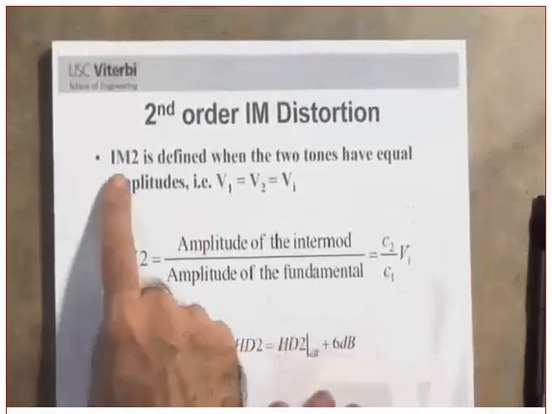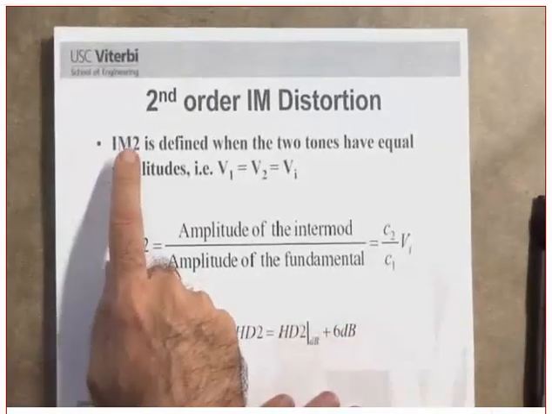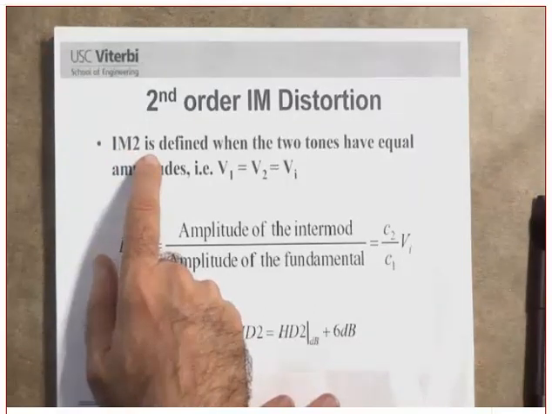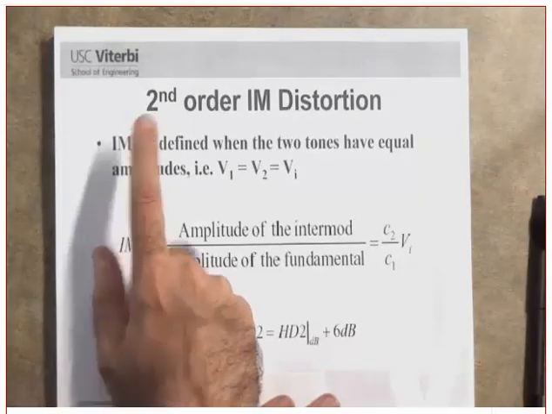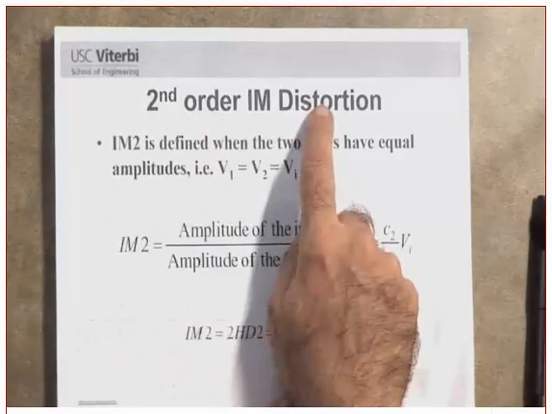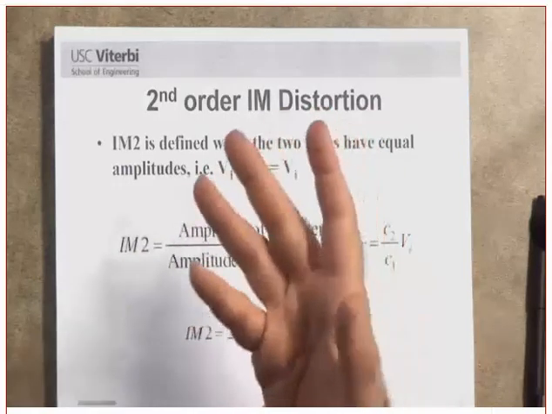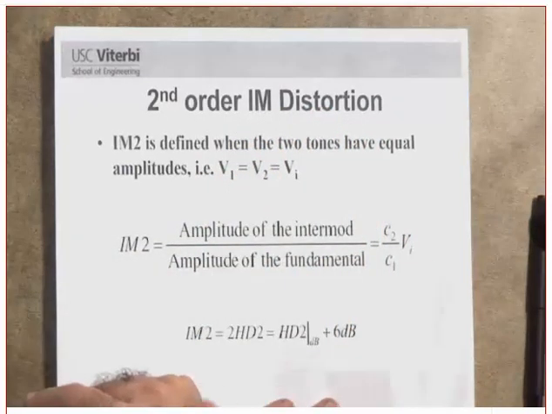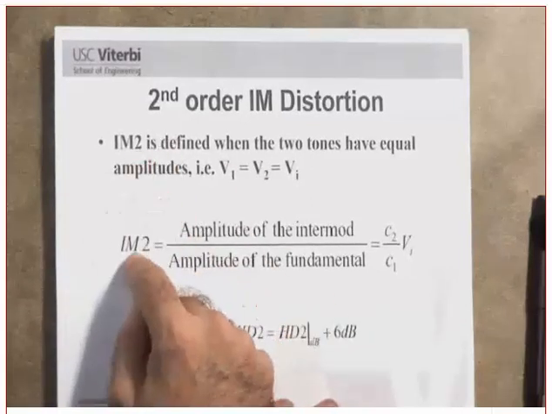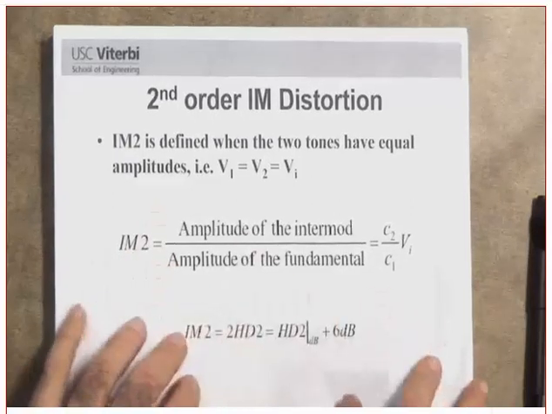What is it? I want you to understand the notation very carefully. When you see IM2, it is not a power. This is the second order intermodulation distortion. Do you understand the distortion? Which means if I take the log, I get it in dB, not dBm. Yes or no? In other words, this is not the second order intermodulation power. This is a ratio. Yes or no?